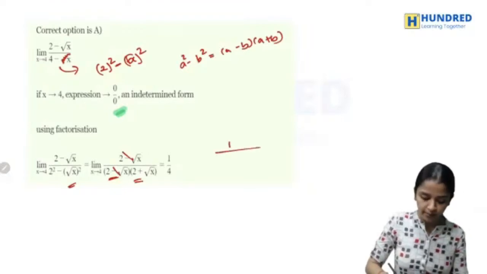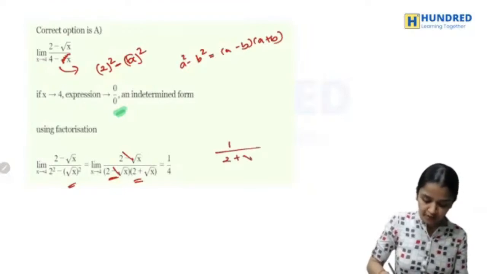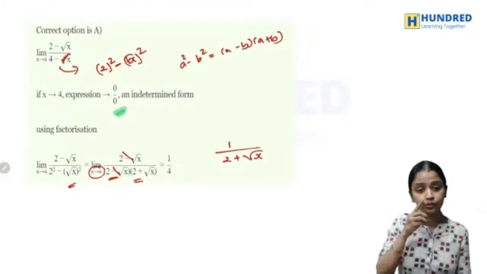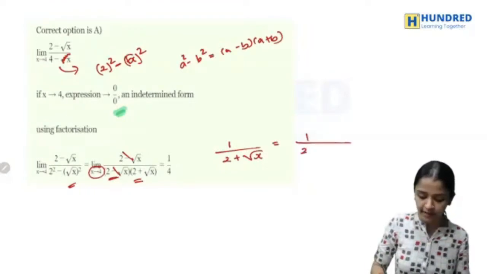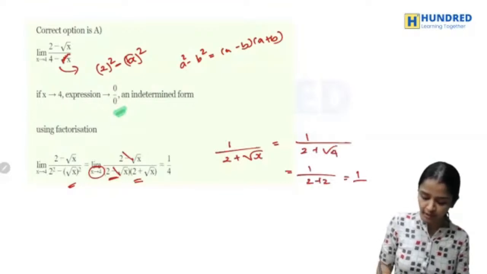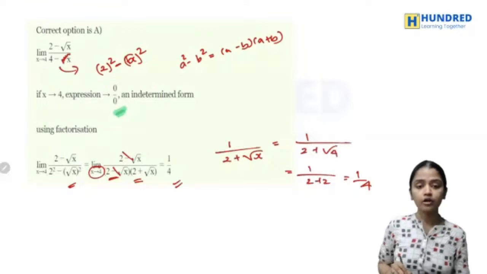Now it will become 1 by 2 plus root x. Now if I substitute the limit value, it will become 1 by 2 plus root 4, which is 1 by 2 plus 2, which is 1 by 4. That's how I got 1 by 4.